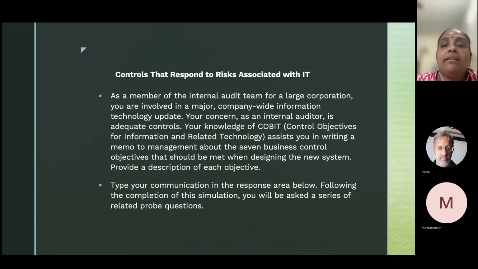Now, as a member of the internal audit team for a large corporation, you are involved in a major company-wide information technology update. Your concern as an internal auditor is adequate controls. Your knowledge of COBIT assists you in writing a memo to management about the 7 business control objectives that should be met while designing the new system. Provide a description of each objective. Now, this is a written question, and also there are some probing questions which we can go through.